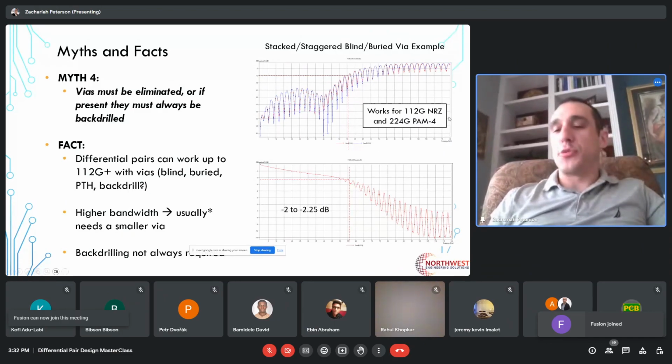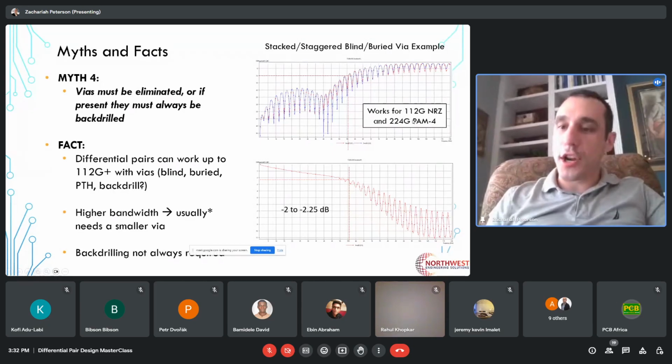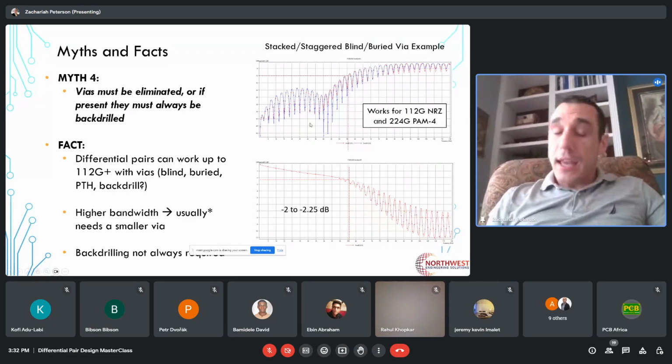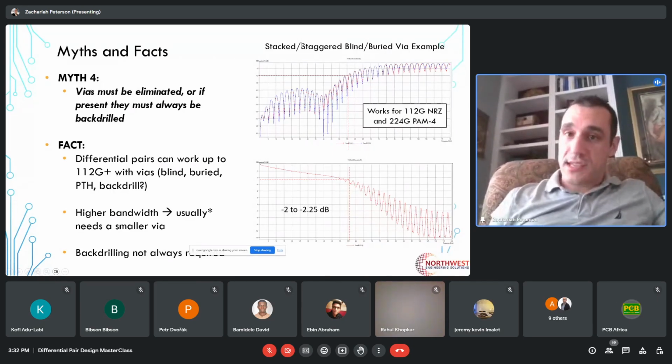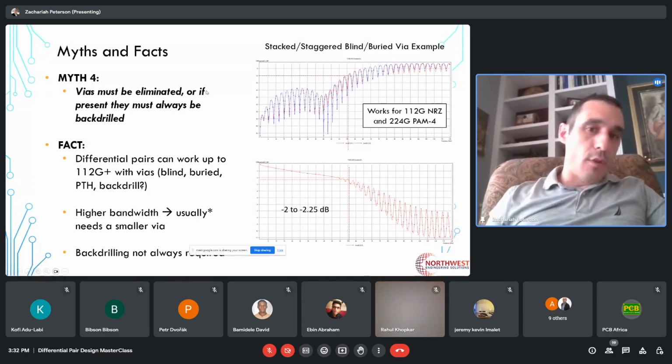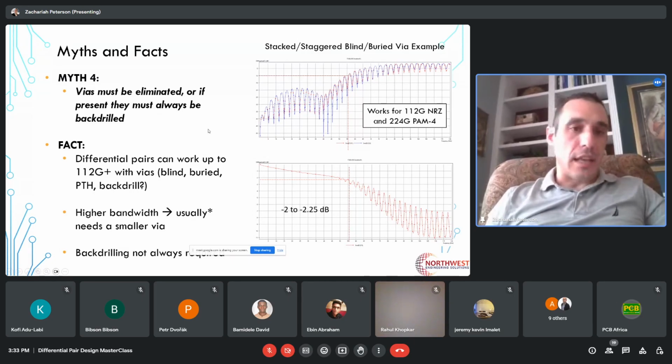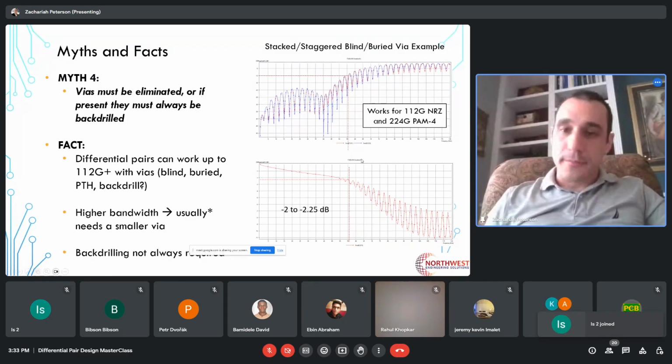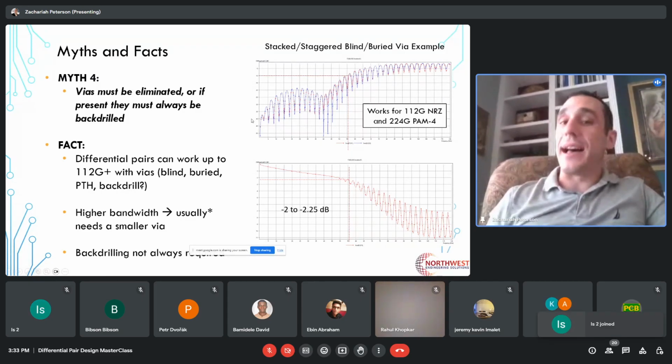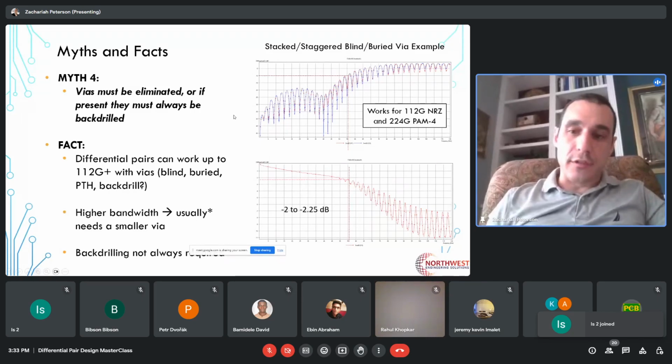Now, since the newest data center architecture is targeting 224G PAM4, it's worth asking, can we use stacked, staggered, blind buried vias in these interconnects, whether it's coming off of, for example, an FPGA or a TPU or a GPU, or whether it's coming off of a connector? And so the answer is yes, you can. They just have to be very carefully designed.